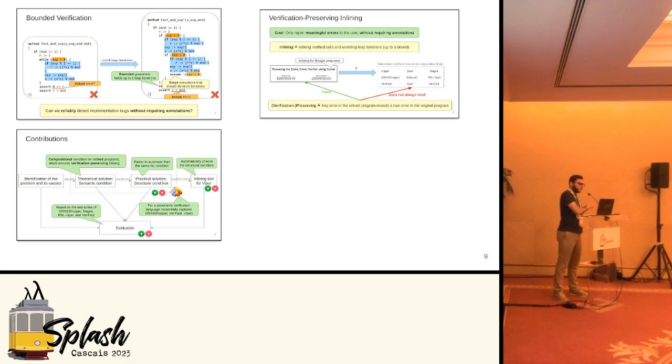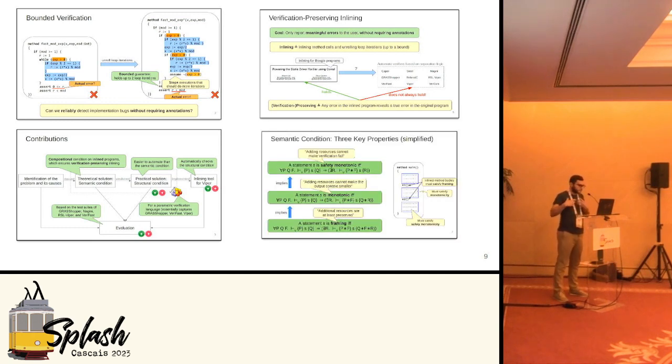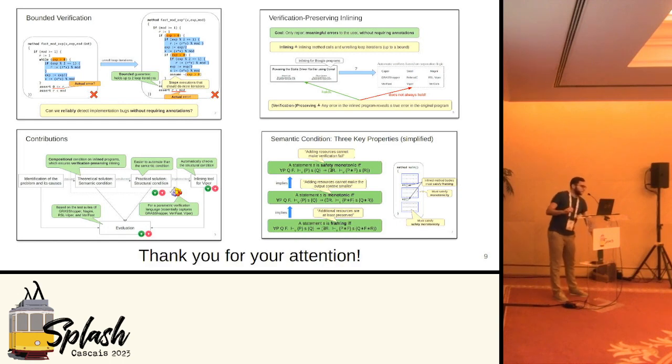In particular, our main contribution is this semantic condition and a weakened version of it that can be checked automatically in a tool. And our semantic condition, as I said, is based on 3 key properties. But the key insight that I want you to remember is that those 3 properties are really based on the verifier. No theory of separation logic usually looks at this automatic verifier, which is why this problem was never really discovered before. Thank you for your attention.